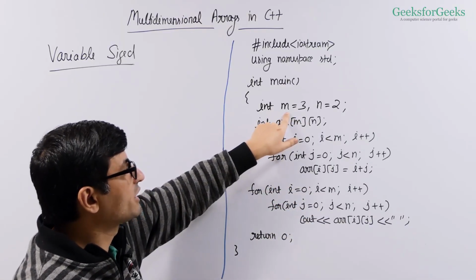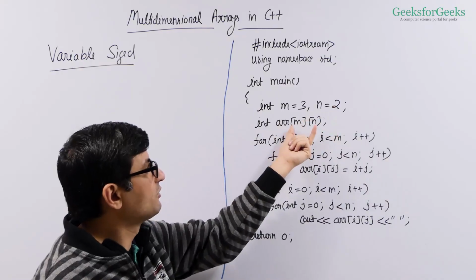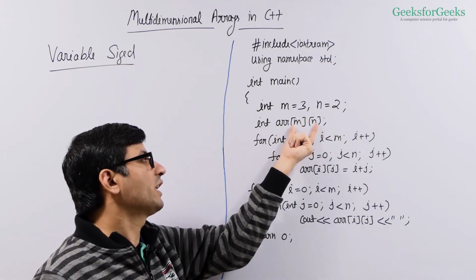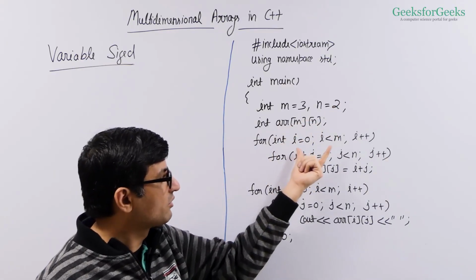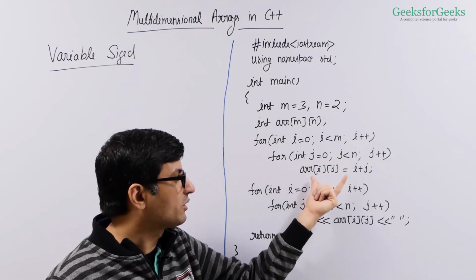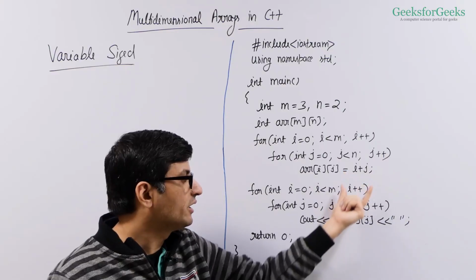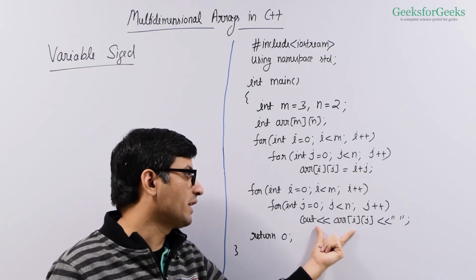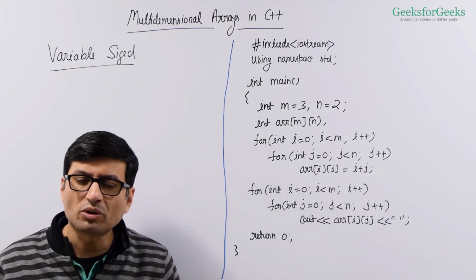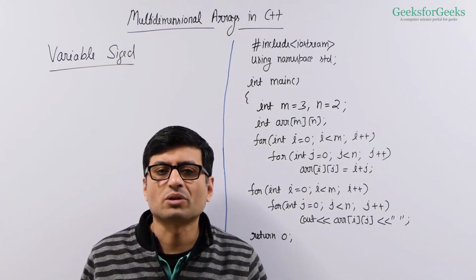The number of rows is m, the number of columns is n, and I've used m and n in the array dimensions. Now I traverse this array like a normal 2D array traversal, and I assign the value i plus j to every element. Then I'm printing the array. Now please pause this video and try to guess the output of this program.